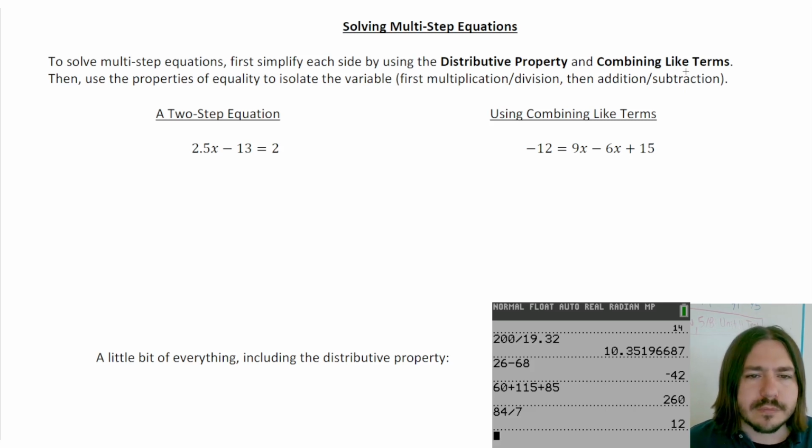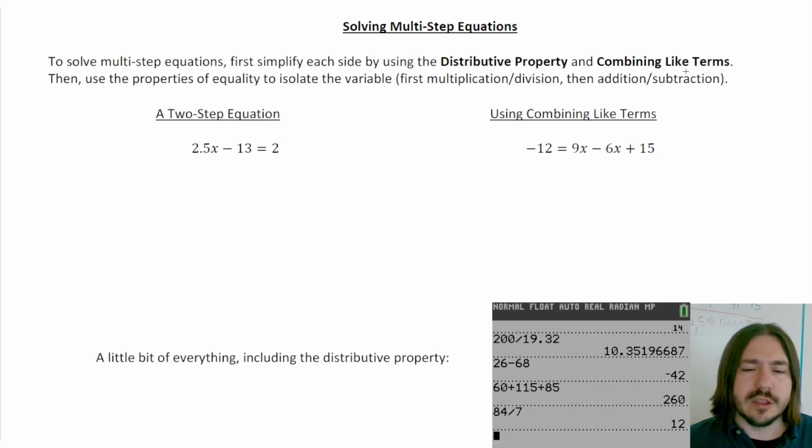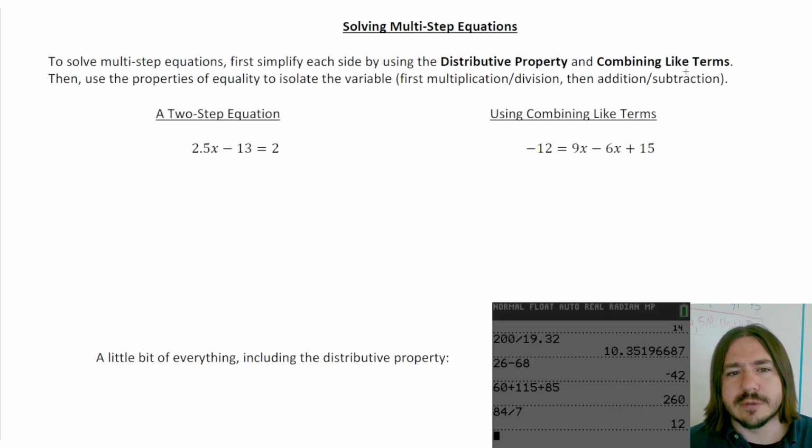So we'll do that to kind of simplify the equation first, and then we'll use the properties of equality to isolate the variable. And since you may have to use multiple properties of equality, you're going to do these in sort of reverse PEMDAS order, where first you'll take care of the multiplication and division. I'm sorry. Oh, that's wrong. It should be addition and subtraction first, and then multiplication and division.